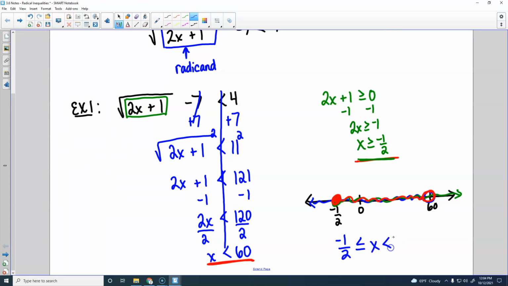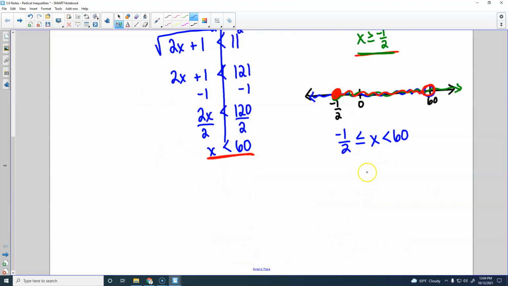x less than 60. Typically, I'm not sure exactly why, but you're going to see this use inequality notation instead of interval notation. There's a chance they could use interval notation. It'd be negative 1/2 to 60 if they did. But I think you're probably going to see inequality notation more often for these problems. Intervals are used a lot more for domain and range for equations.